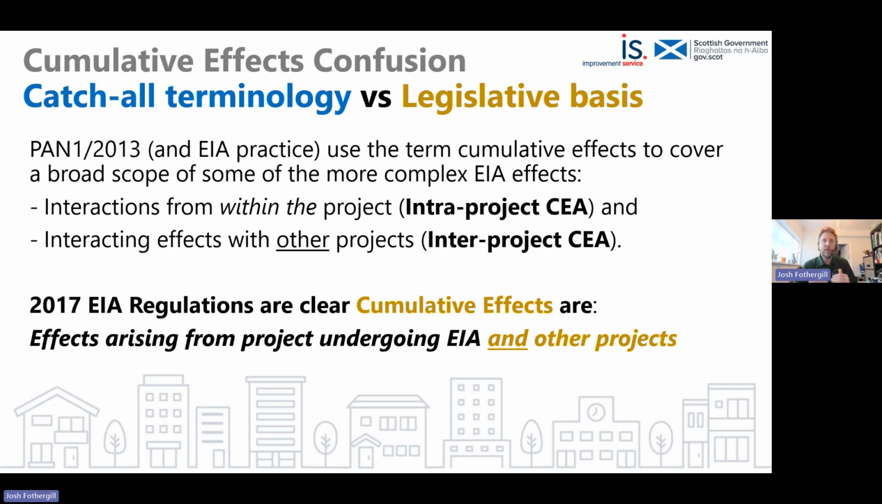But in terms of the legislation, taking ourselves aside from what practice might say and how things might be written in scoping documents that come to you from developers, things that come in letters, in consultations, what the regulations actually say in terms of cumulative effects are effects arising from projects undergoing EIA and other projects. So that's what cumulative effects are in terms of the law and legislation: we're looking at the effects that result both from our project on the environment and other projects that can cumulatively impact on things.